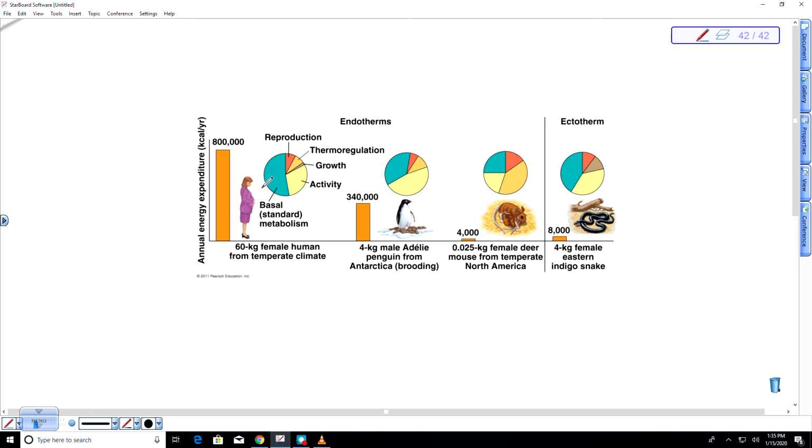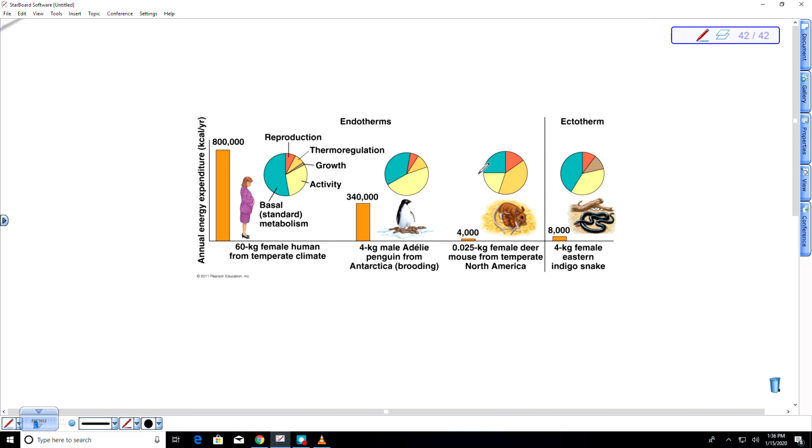Notice that just our basal metabolism, this is just staying alive, not doing anything else, is a pretty large budget. If you compare this to a snake, this is a much smaller proportion of the budget. Activity, growth, thermal regulation. Notice how much energy in terms of kilocalories per year a human would take compared to a snake. It's only 8,000, so there's much less of it as well. So they can expend a greater proportion in reproduction than, say, a penguin.